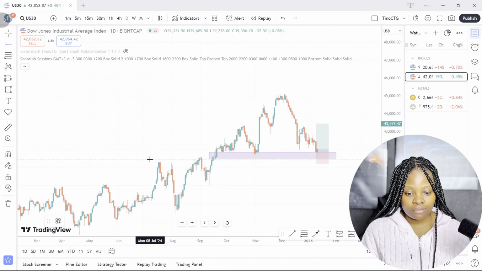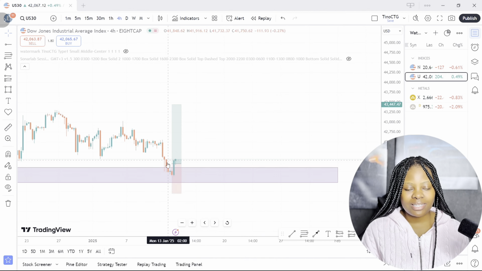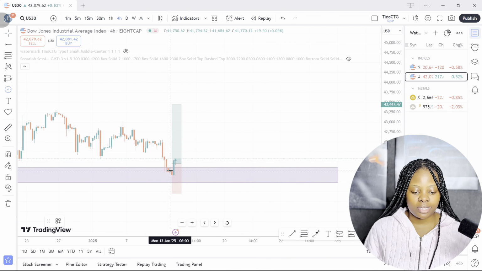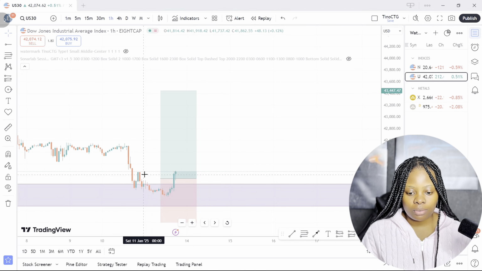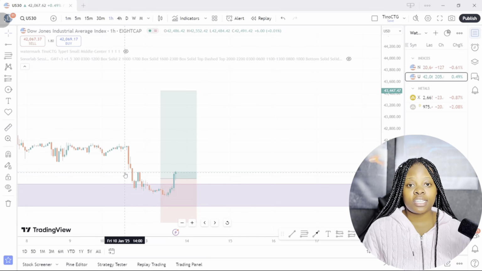On US30, we see this level, right? We have a support area here, and on the 4-hour time frame, you can clearly see how the buyers have stepped into this market, right? And also on the 1-hour time frame, we have a resistance level where the market currently is. Now, this is a good setup for swing trade.